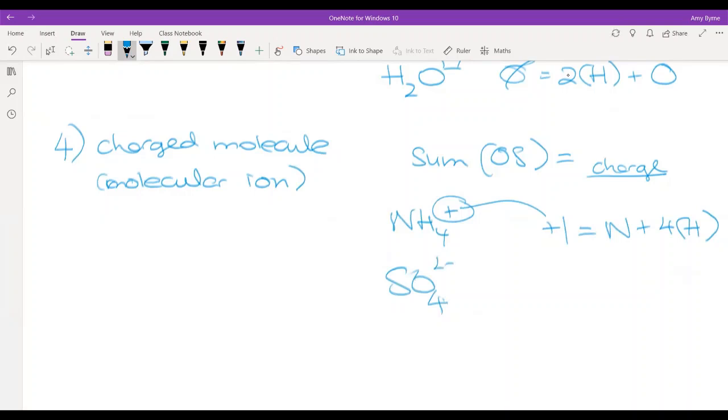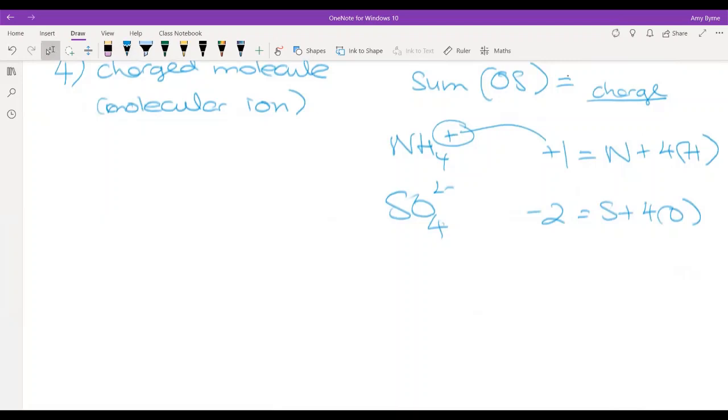SO4 2- is -2, which is going to equal sulfur plus 4 times oxygen. So here's where we start getting into the stuff that has exceptions. The usual oxidation state for the element is the same as the charge on its most common ion.